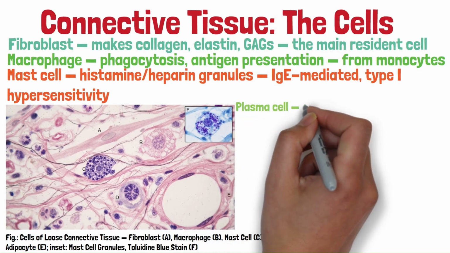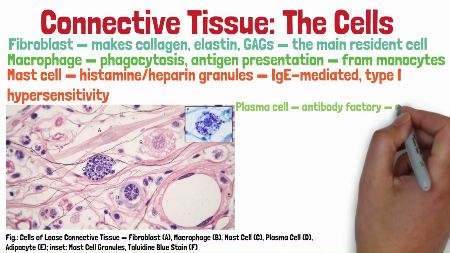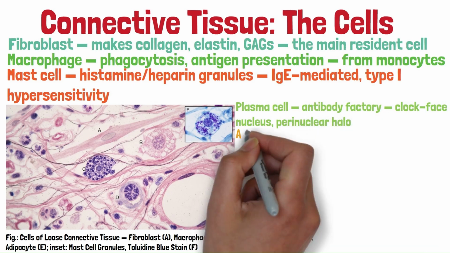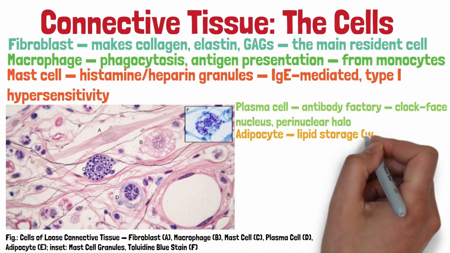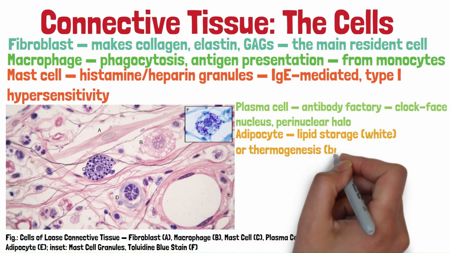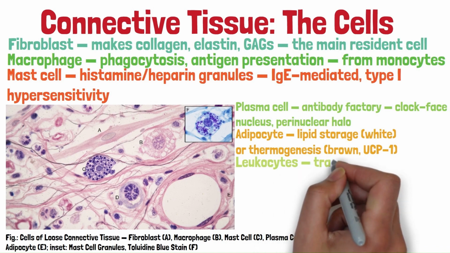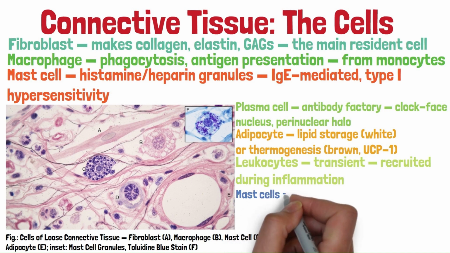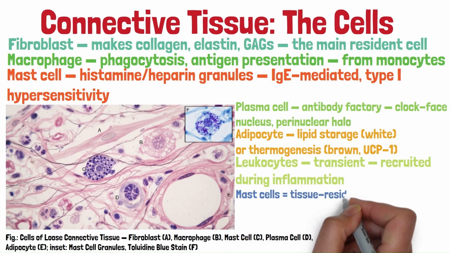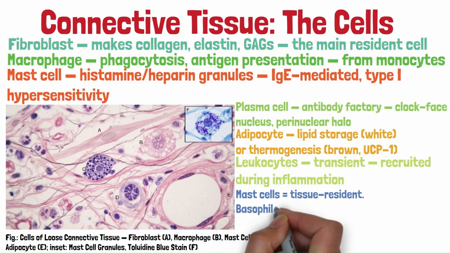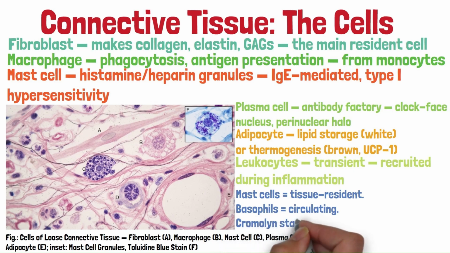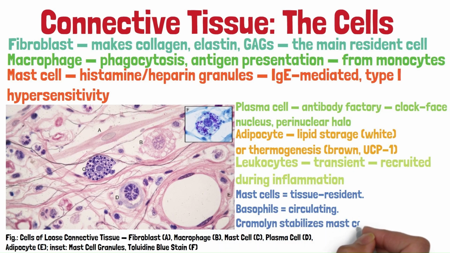Plasma cells are terminally differentiated B cells that pump out antibody. On histology, look for that clock-face nucleus with the paranuclear halo. Adipocytes store lipid as white fat or generate heat as brown fat through UCP1. And leukocytes are transient. They only show up during inflammation. Here's a distinction worth locking in. Mast cells and basophils both degranulate in type 1 hypersensitivity, but mast cells live in tissue while basophils circulate in blood. And cromolyn sodium works by stabilizing the mast cell membrane. That's why it's used for asthma prophylaxis.